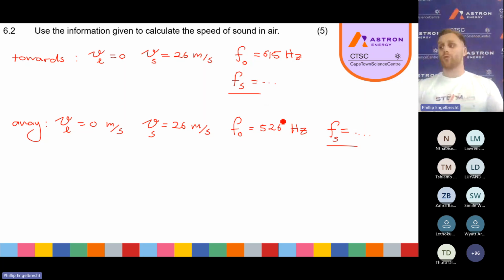Now, what this whole question wants us to understand, we want to figure out what is the value of my velocity.